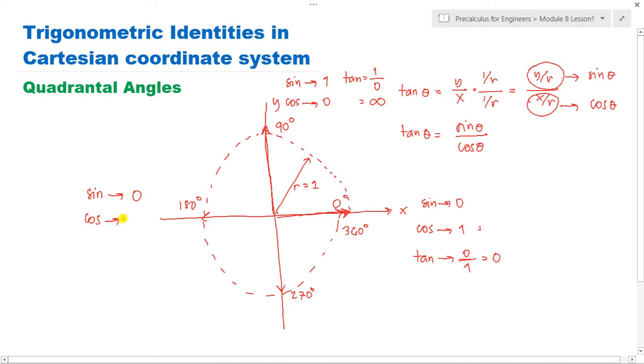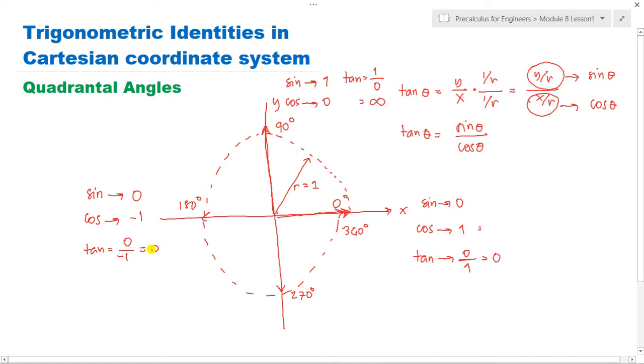So, take note, it's not 1 because it's on the left side. So that is, our x is now negative here. So x is equal to r, that is negative r all over r. The answer is negative 1. So negative 1 at 180 degrees. For our tangent, that is the ratio of sine over cosine. So 0 divided by negative 1. The answer is 0. Okay?